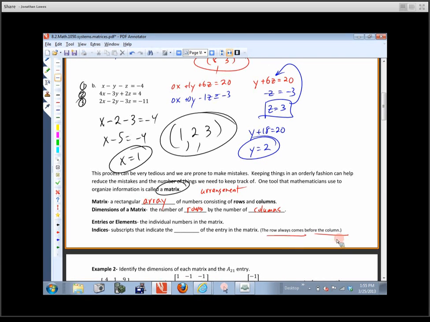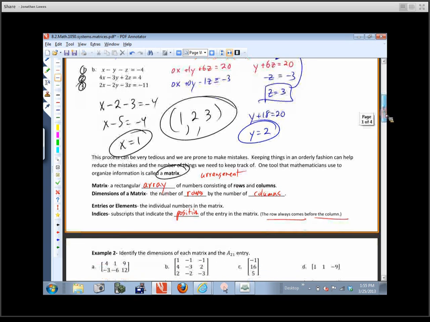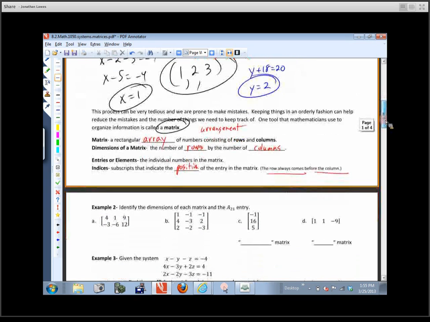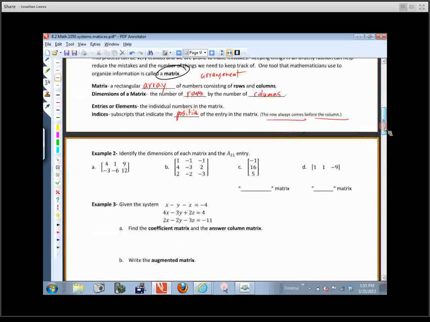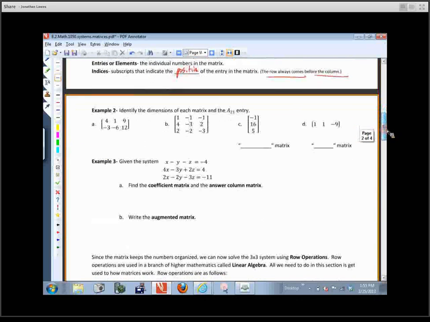The elements or entries in a matrix are the individual numbers in that rectangular arrangement, okay? And the indices are the subscripts that indicate the position of an entry in the matrix. In other words, those subscripts or the indices will tell you where that particular entry is, okay? So a little bit of vocabulary there. Matrix, dimensions of a matrix, entries and indices.